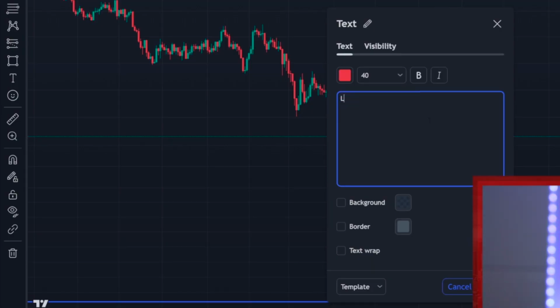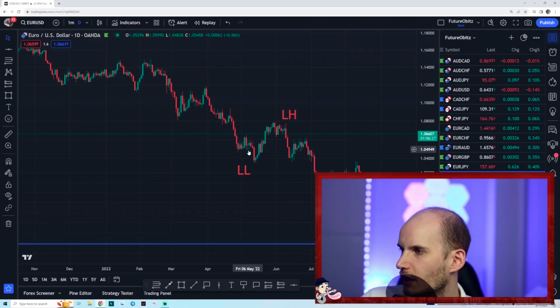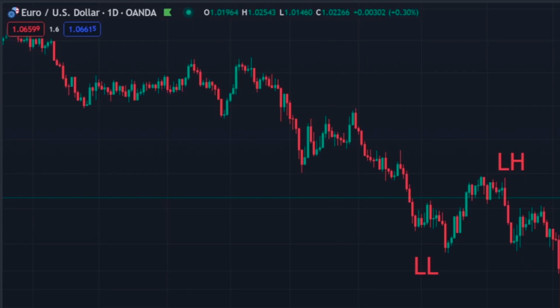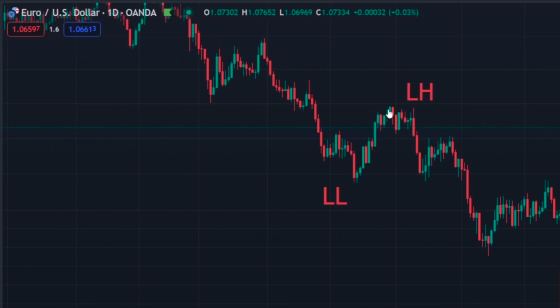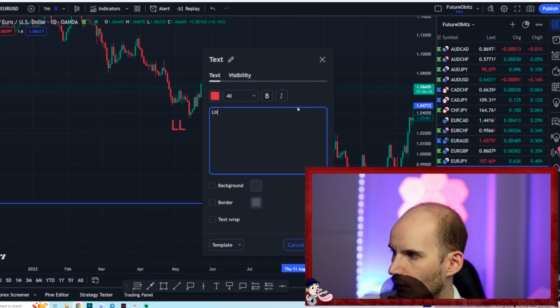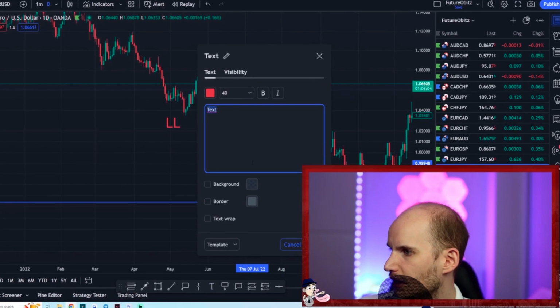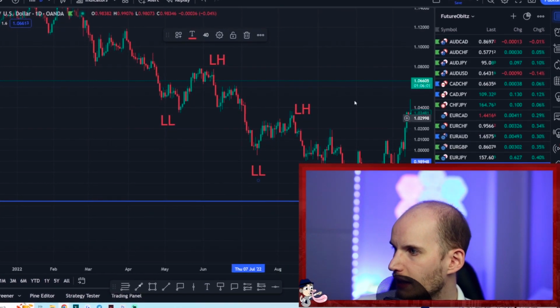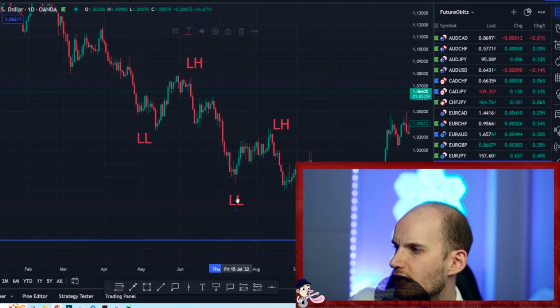LL for lower low, LH for lower high. All right, so lower lows, lower highs, lower lows, lower highs. Every time you see the market going a little bit up in a downtrend, it will be a lower high. Every time you see the market going a little bit down, it will be a lower low. When it ends and starts to come up again, you can call this lower highs or lower lows, right? And we have them all the way down here. We have a lower high here, we have a lower low here.